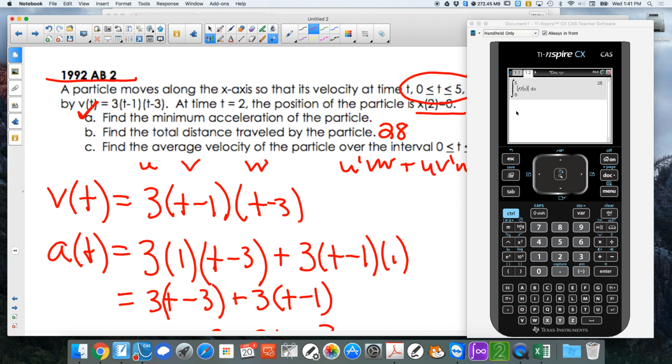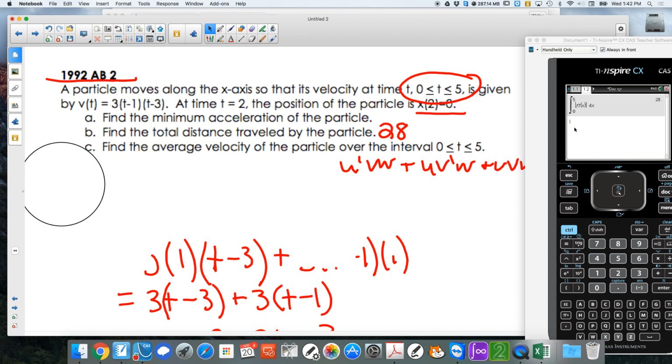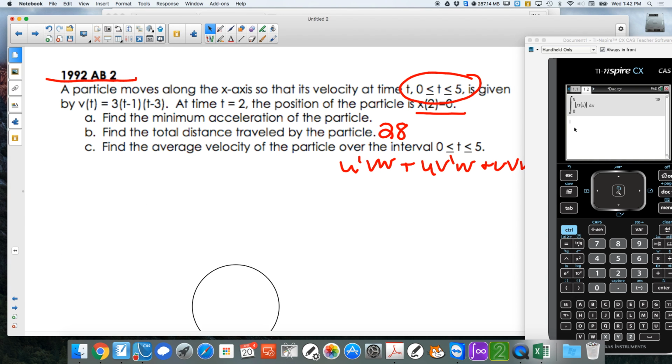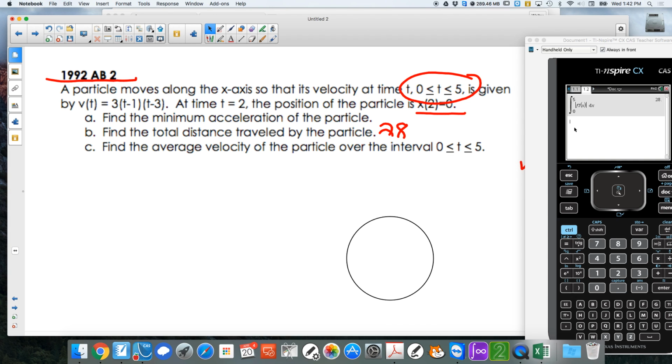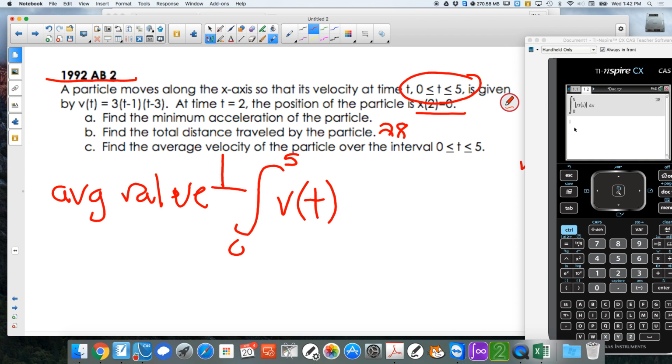So now it says find the average velocity of the particle over the interval 0 to 5. Okay. Average velocity. Here's the question: do they want me to find an average slope or an average value? Well, it's the values of that function. Correct. So I'm looking for an average value of v of t between 0 and 5, divided by 5 minus 0, which is 5.